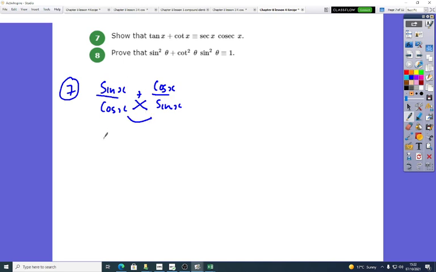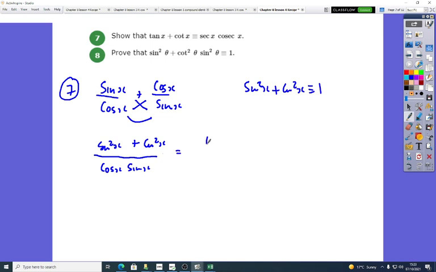So that will become sine squared x, plus cos squared x, and on the bottom, you will get cos x and sine x. Now you know from your identities, and you should also state this, that sine squared x plus cos squared x is identical to 1.